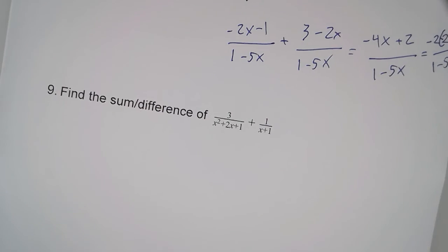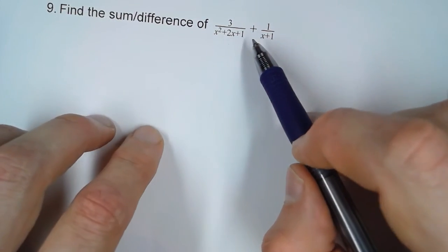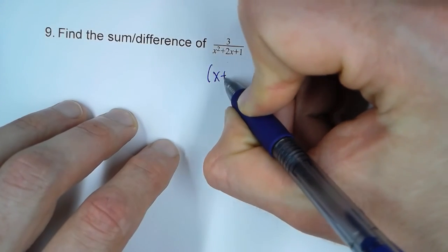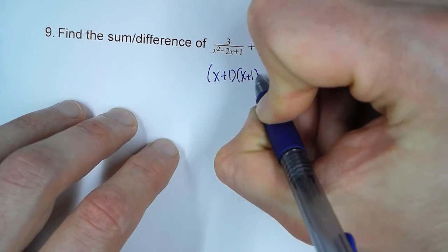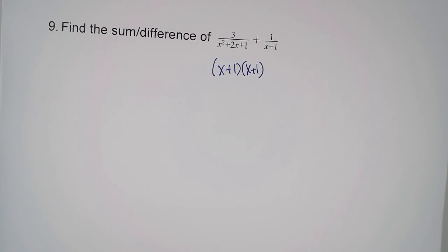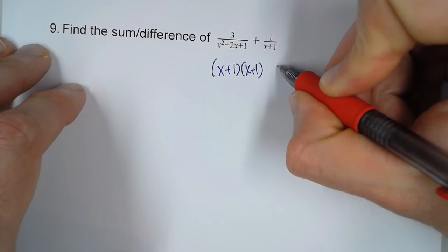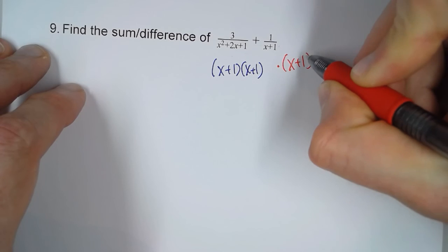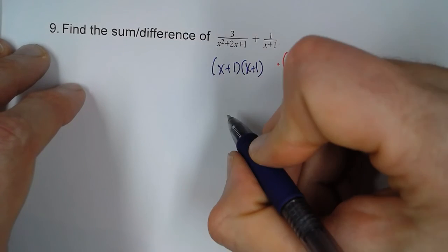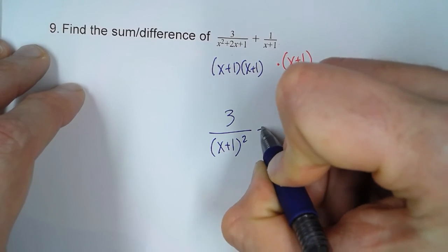And then finally, here we have 3 over x squared plus 2x plus 1 plus x plus 1. Now this can be factored into x plus 1 times x plus 1, which is just x plus 1 quantity squared. So this has 2 x plus 1 factors, this only has 1. So when we multiply by x plus 1, we're going to multiply that onto this second fraction. So 3 over x plus 1, and we'll write that as squared.